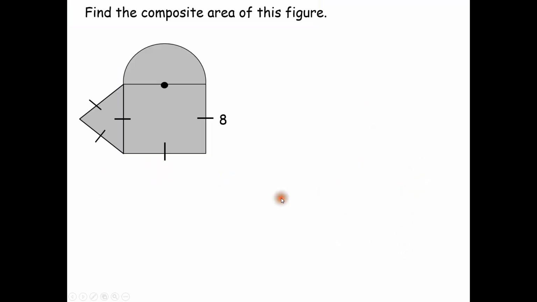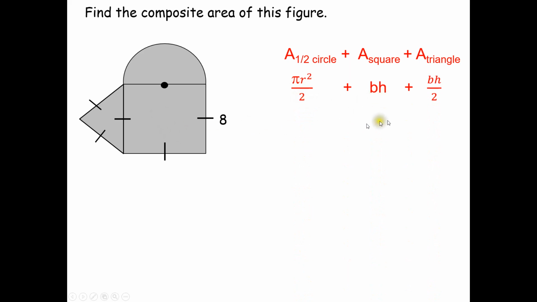Okay. All right, composite area. We need a plan. Here's our plan. We're going to do the area of half a circle, area of a square, plus the area of a triangle. Okay, so half a circle would be pi r squared over 2, right? Base times height for a square, and then for a triangle, base times height divided by 2, right? So we have to find the height. We know what the base is. The base is 8.